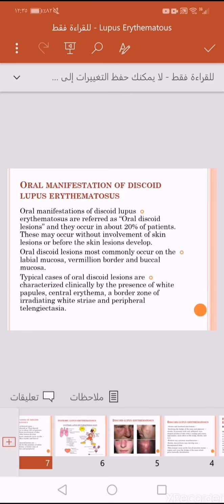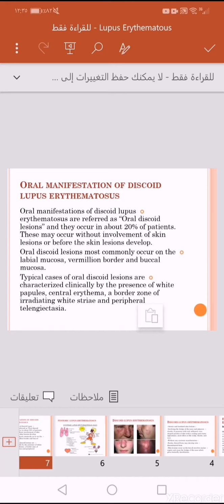Now the most important thing that we are concerned about is the oral manifestation of lupus erythematosus. The oral manifestation of discoid lupus erythematosus is referred to as oral discoid lesions, and they occur in about 20% of patients. This may occur without involvement of skin lesions or before the skin lesions develop. That means it may occur alone without skin lesions, or it may occur before the skin lesions appear.